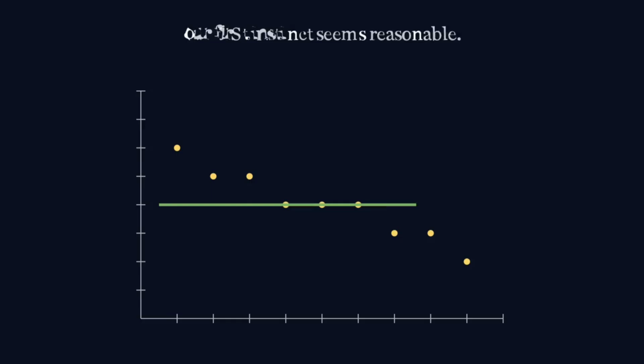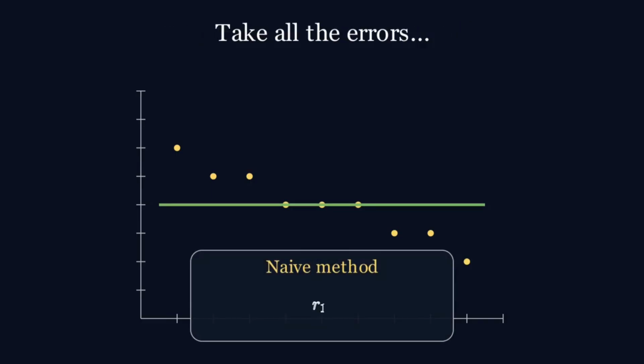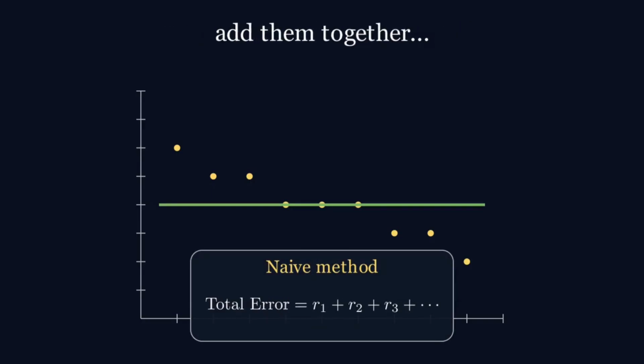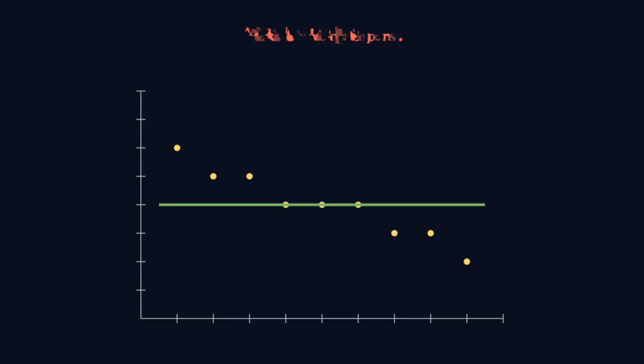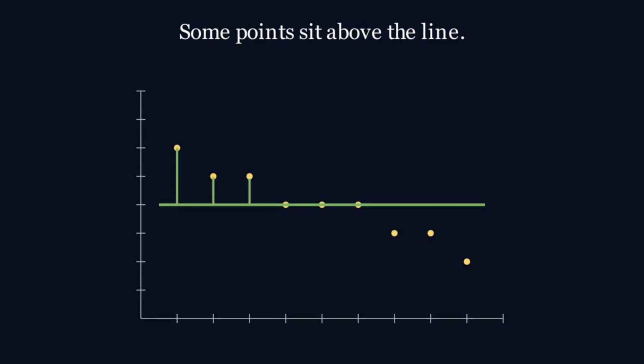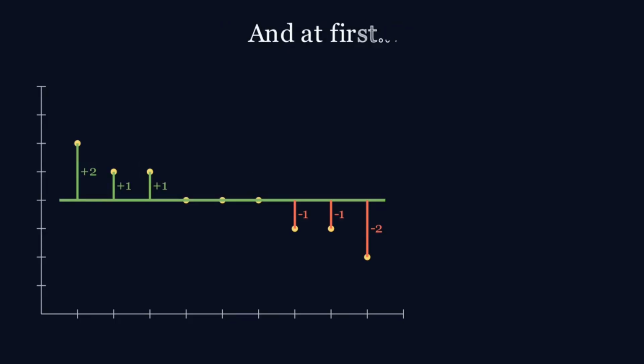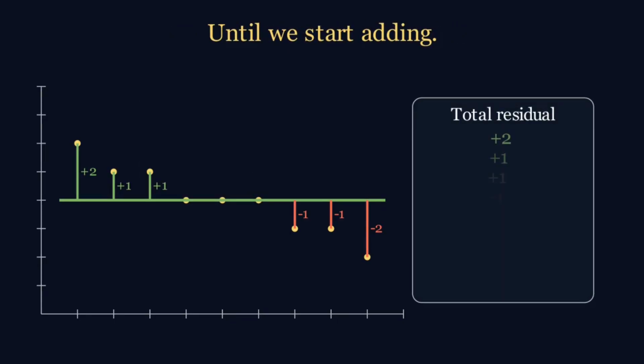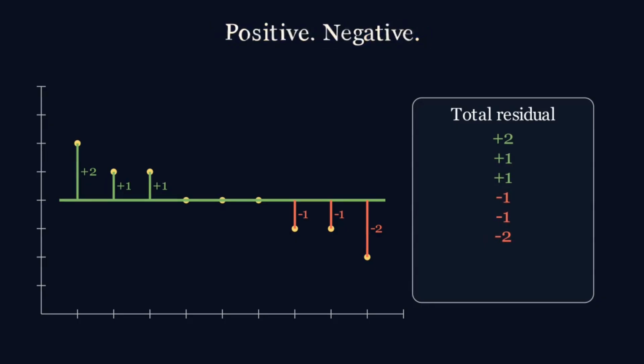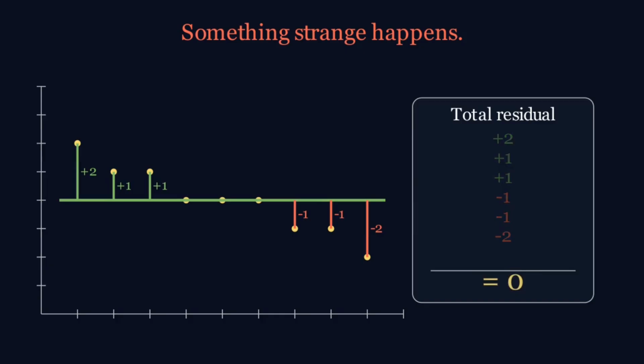So our first instinct seems reasonable. Take all the errors, add them together, and choose the line with the smallest total. Simple, elegant, done. Except watch what happens. Some points sit above the line, positive residual. Some sit below the line, negative residual. And at first, that doesn't seem like a big deal until we start adding positive, negative. Something strange happens. They begin to cancel.